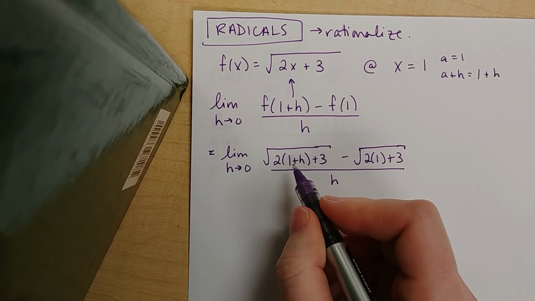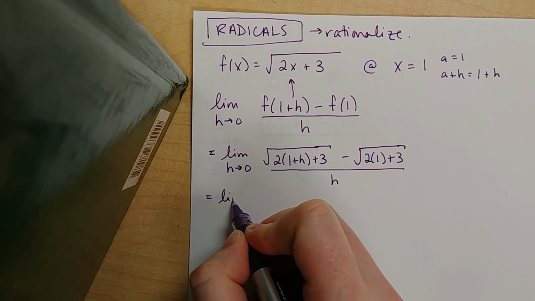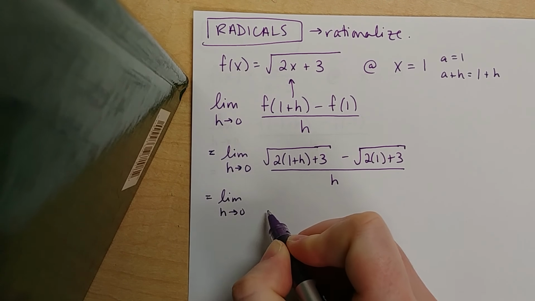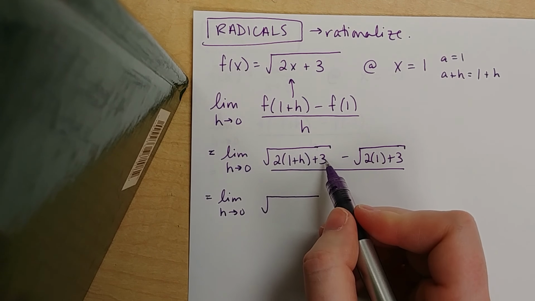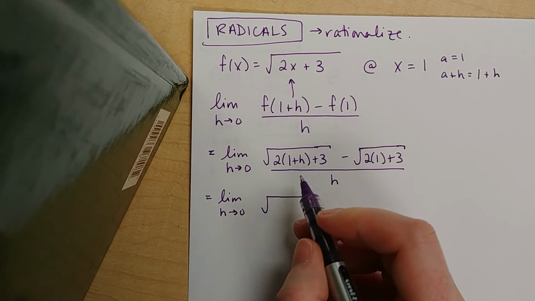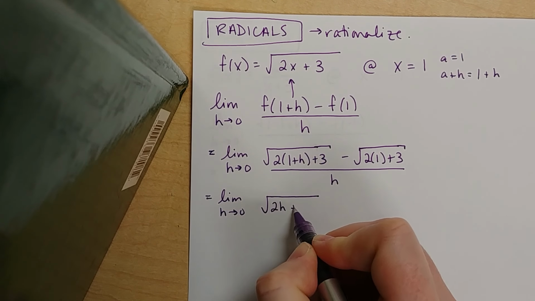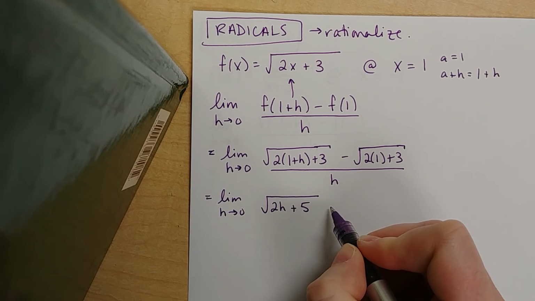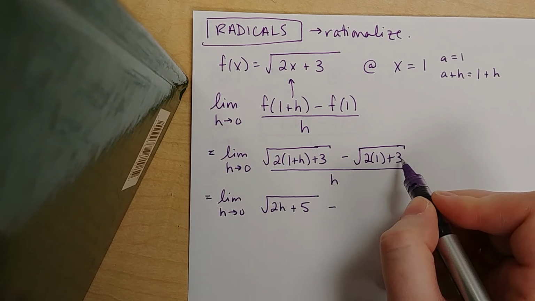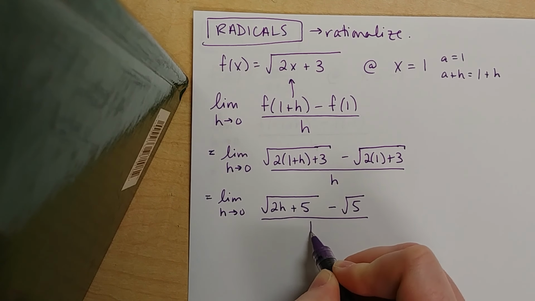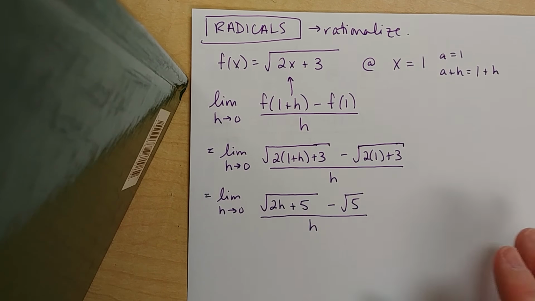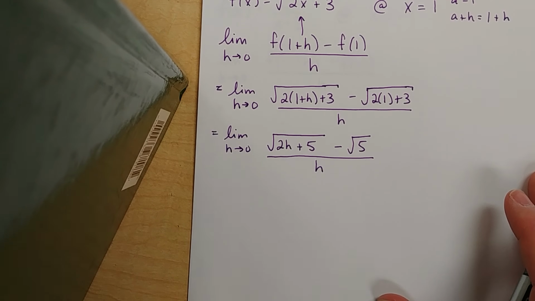And so we can clean this up a little bit. So let's do that first. So what's going to happen here is this is going to become 2 plus 3, making 5, and this 2 gets distributed to the h as well. So I'm going to write this as 2h plus 5. And over here I get 2 plus 3, which is the square root of 5 also, all over h. So right now, again, I'm done in terms of expanding and simplifying. I can't go any further.